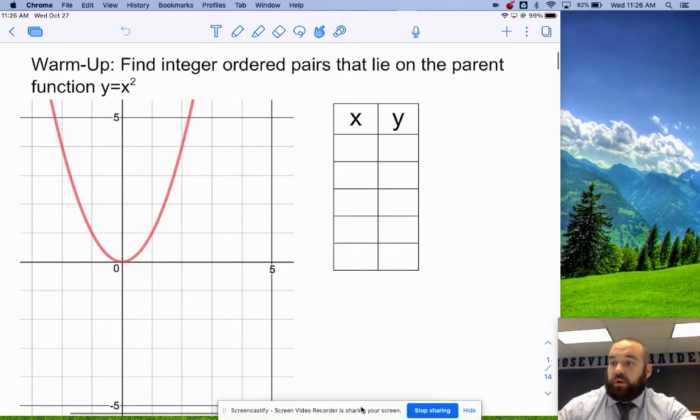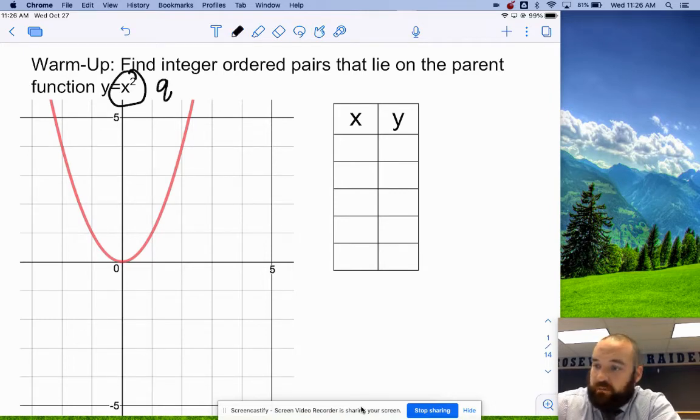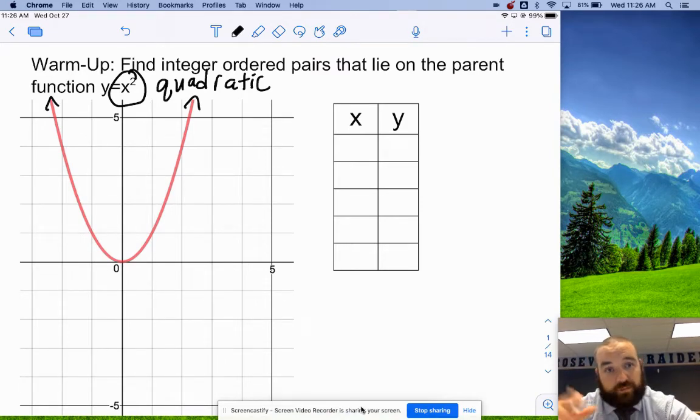Okay. So first of all, this shape that is shown right here is what's called the parent function. The parent function is the most basic quadratic graph. The word quadratic just means that it contains x to the second power. So anytime you have x to the second power, this is going to be quadratic. And a quadratic graph is going to create this shape that's called a parabola. So it comes down, it bottoms out, and then goes back up.